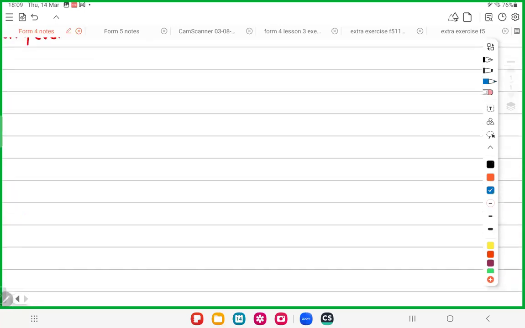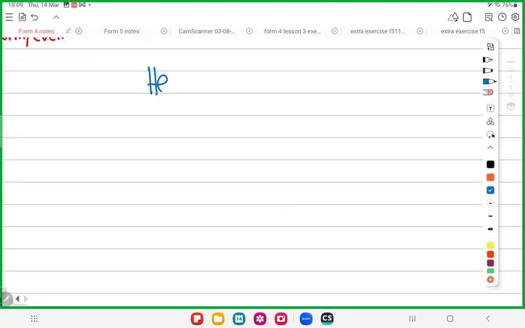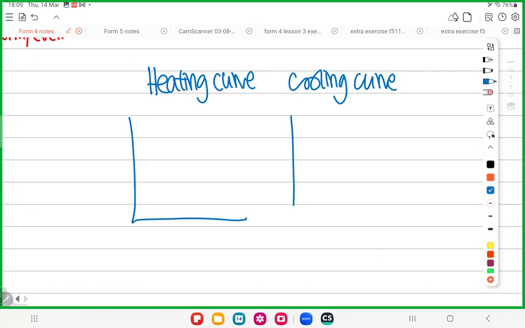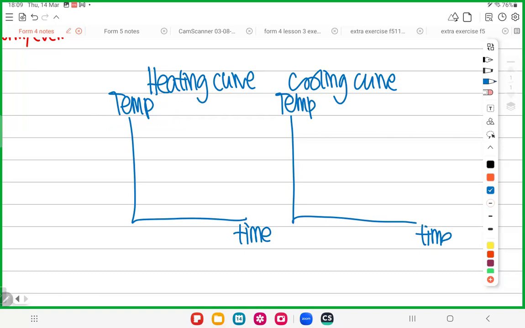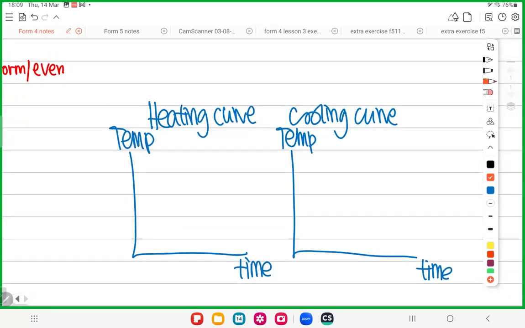Okay, so what we learned so far is about the heating curve as well as the cooling curve. Heating curve and cooling curve are graphs. So this graph, anyone remember what we have over here? What is the title over here? What's the title on top here, everyone? Temperature. Very good. Heating curve and cooling curve must have temperature and time. Temperature and time. So remember, heating curve and cooling curve, what is the shape, everyone?